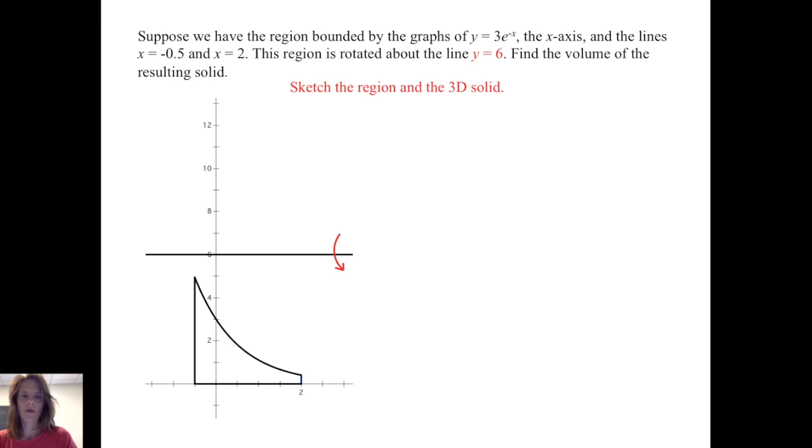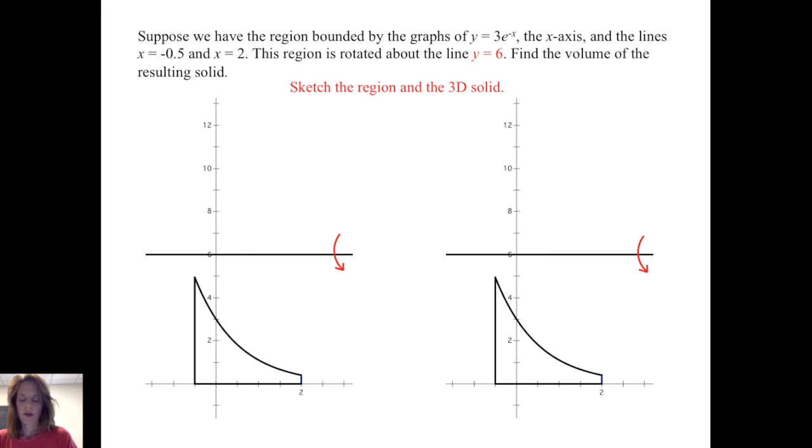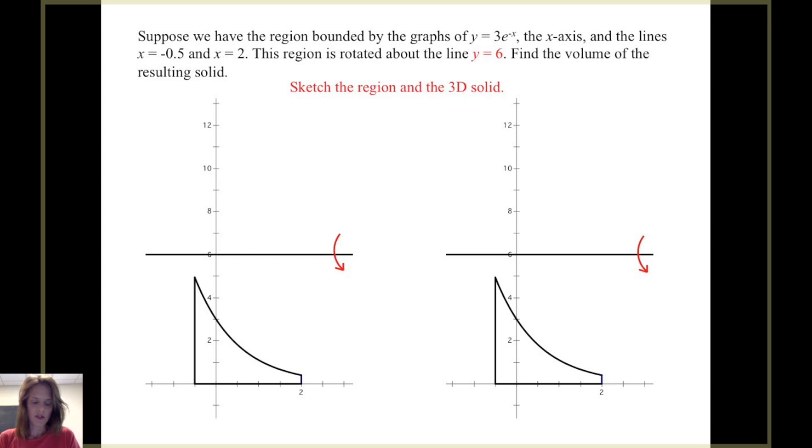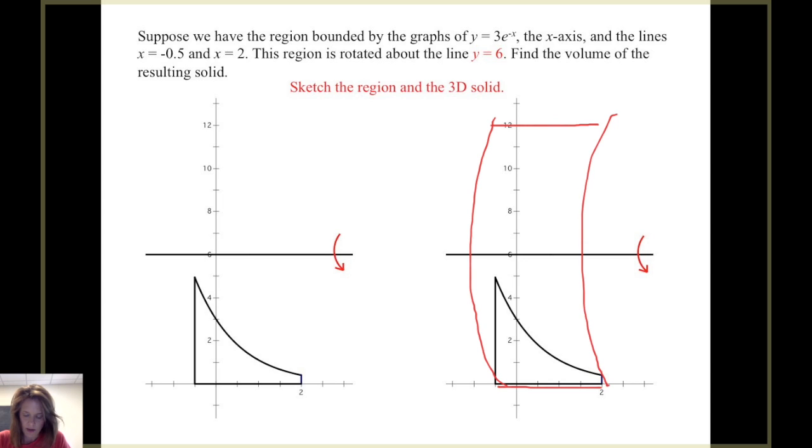So as we have before, let's make sure we sketch the region in the three-dimensional solid. So here's a graph of the region, and if we sketch the solid that results, this segment between x equals negative 1/2 and x equals 2 is 6 units below the axis of revolution. So when we revolve it about the axis, we're going to be placed up here at y equals 12. So I'm going to get this right here.